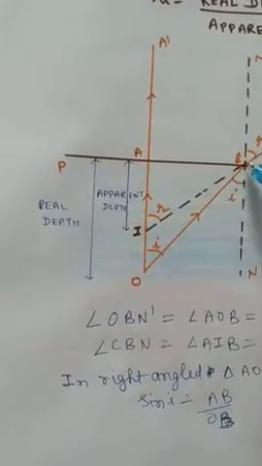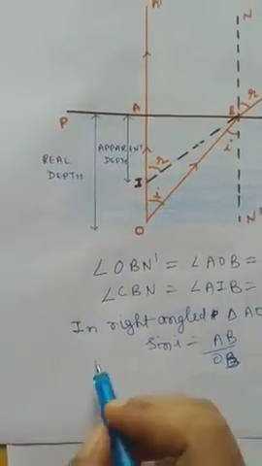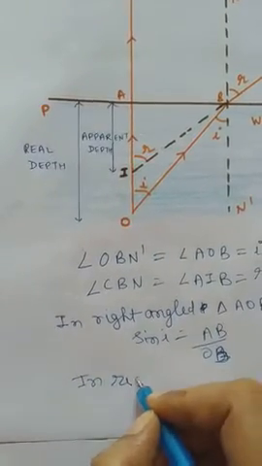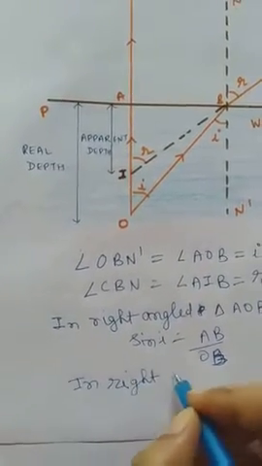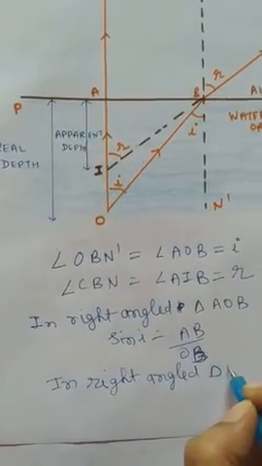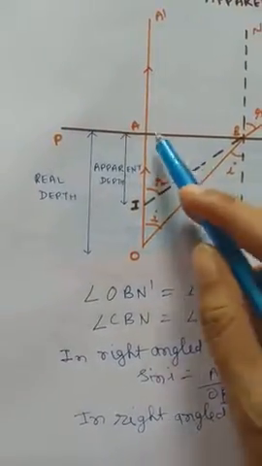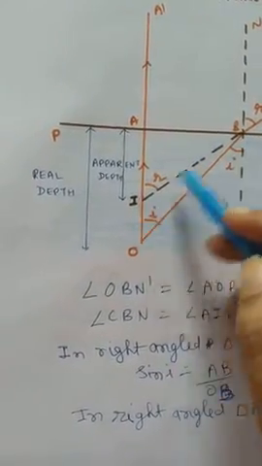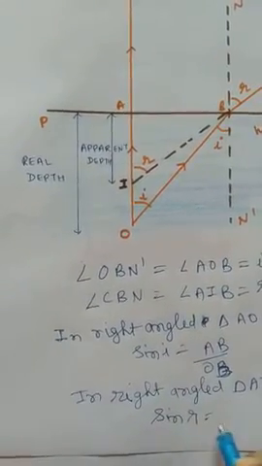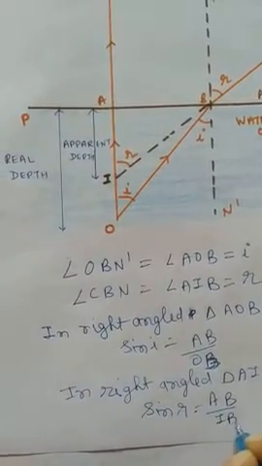So this is perpendicular, this is hypotenuse, so sin I is AB upon OB. Now similarly in right angle triangle AIB, we have sin R equal to AB upon IB.